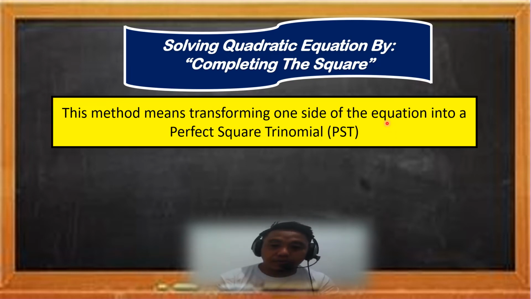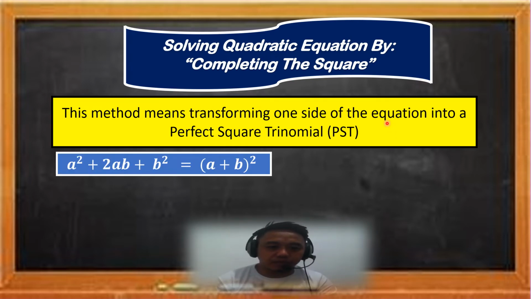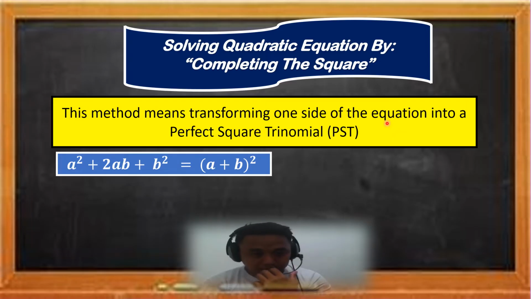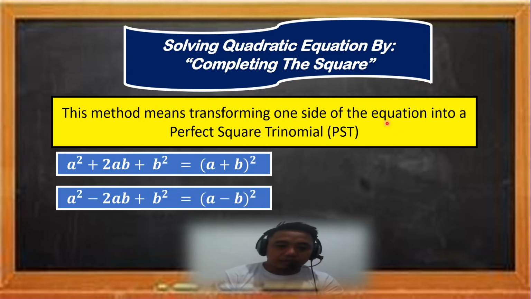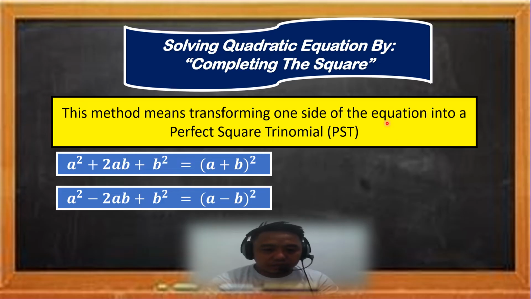Halimbawa, magbigay tayo. Kunyari, itong a squared plus 2ab plus b squared, ang factor niyan is the quantity a plus b, squared. And then the other one will be a squared minus 2ab plus b squared, that is equal to the quantity a minus b, squared.